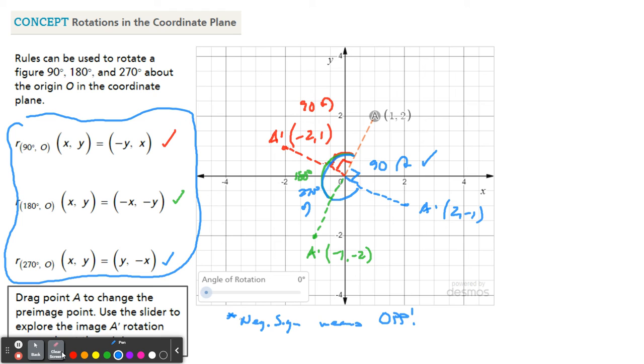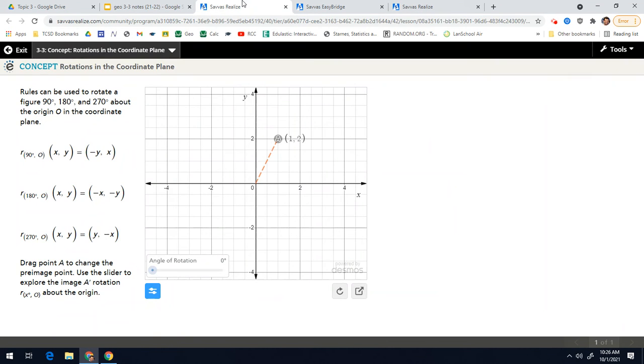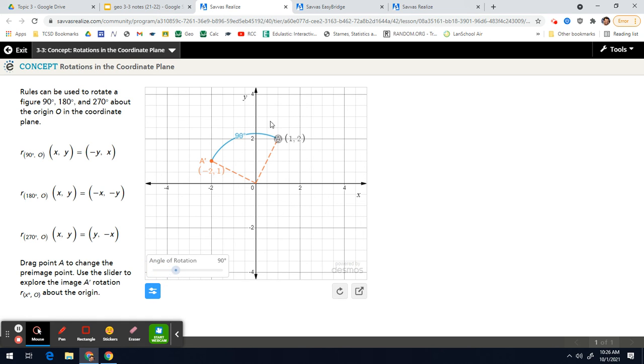Let me see if I can log into Savas real fast, and we'll get this going so you can see the different rotations and how it changes. If we take a look at this exploration in Savas, notice I can change the angle of rotation right here. When I go 90 degrees, there we go, A is at (-2, 1). At 180 degrees, down here, (-1, -2). I'm going to do 270, there you go, (2, -1). And notice that 270, that 90-degree wedge right there, you could go 90 degrees clockwise. We're really lucky that we have this nice software to show these examples.